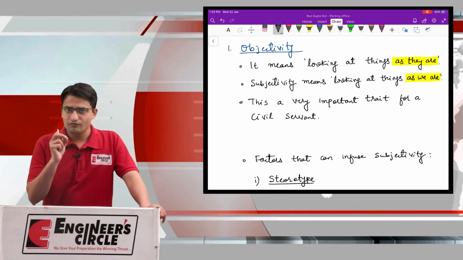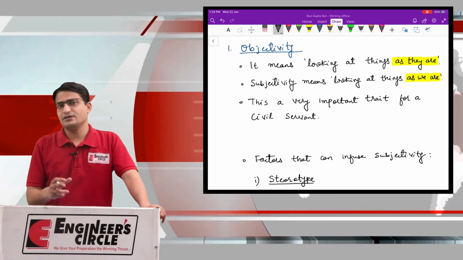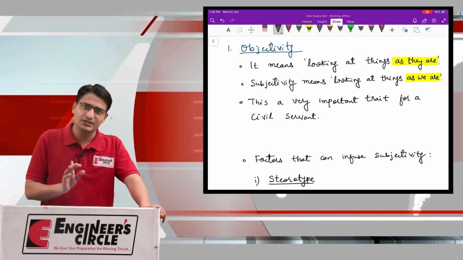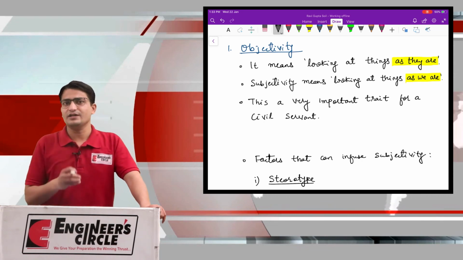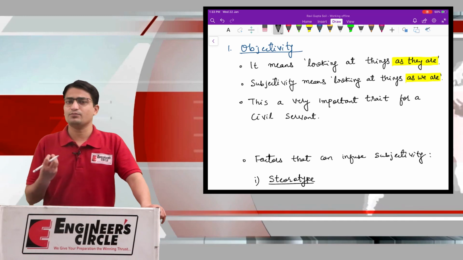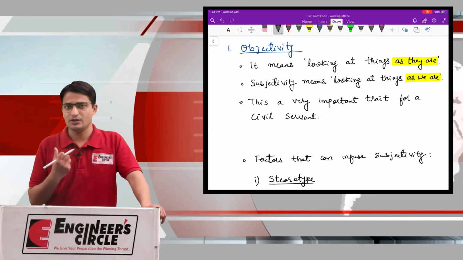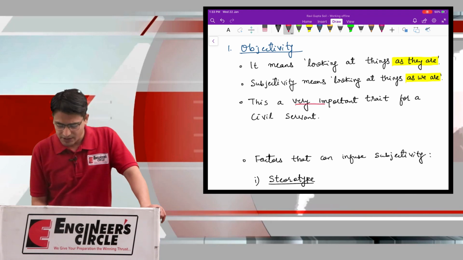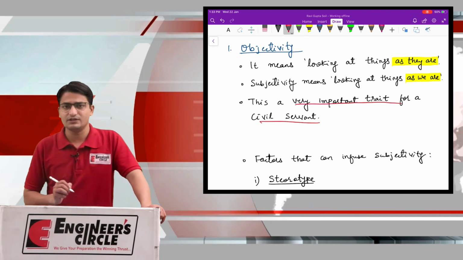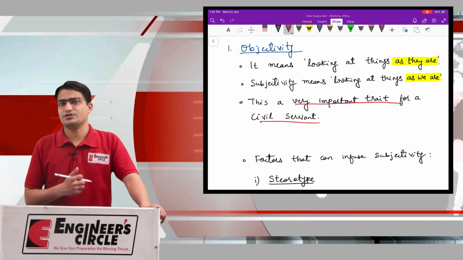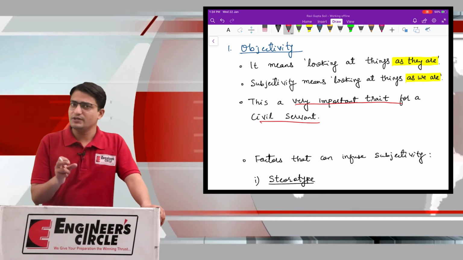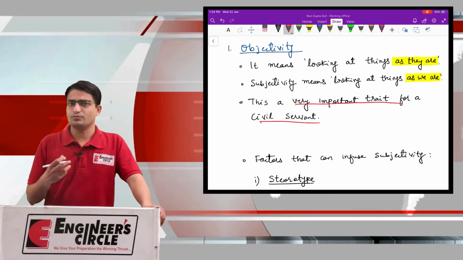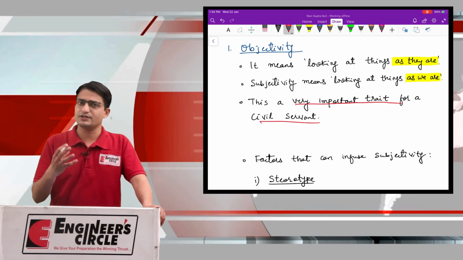So what ethics is saying is that you must be objective in your decisions when you are a civil servant or when you are a professional. You must note that this is a very important trait for any civil servant or any engineering professional. There will be n number of cases in your profession when you will encounter such things.